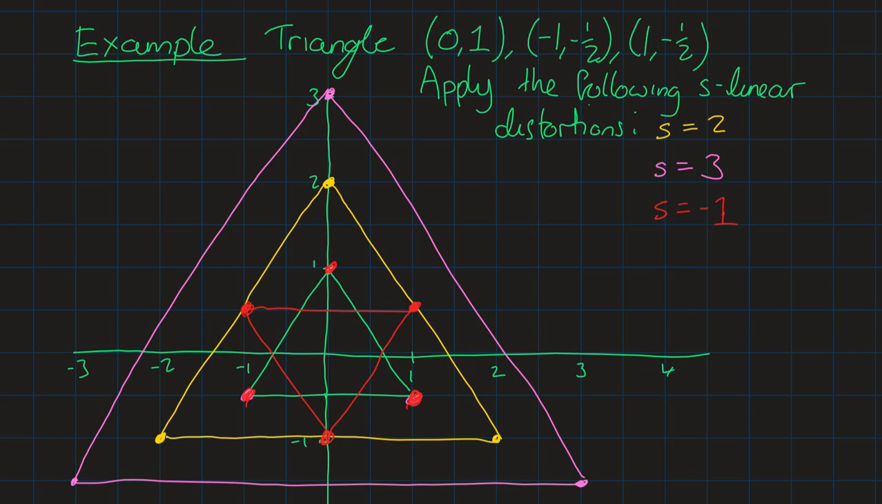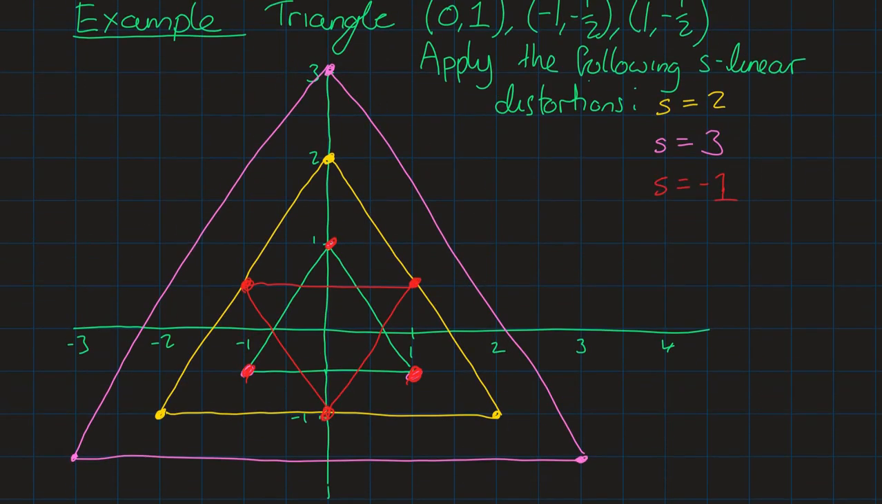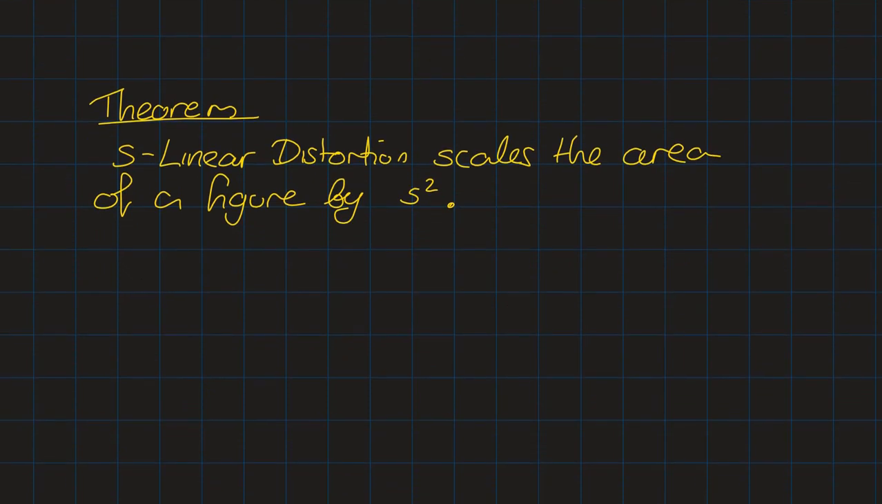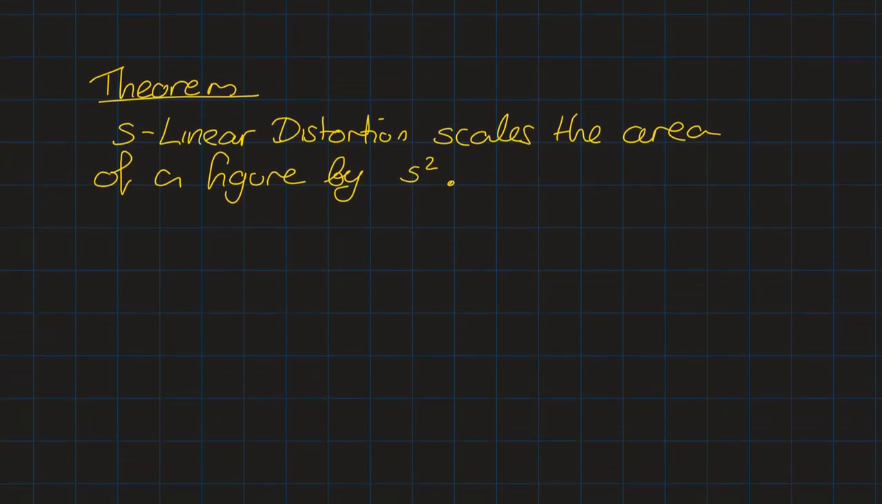The last thing I want to mention in this video is what happens to the area of shapes when you apply an S-linear distortion. You could try and work out a pattern from this example. You could work out the area of the original green triangle, and then the areas of the yellow, pink, and red triangles, and see if there's a pattern you spot. Well, I'll tell you the pattern right now to save you some time. The pattern is quite simple. S-linear distortion scales the area of a figure by s squared.